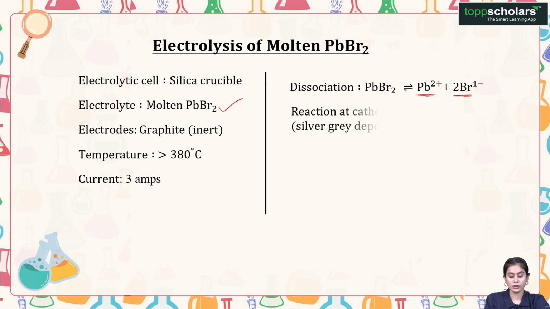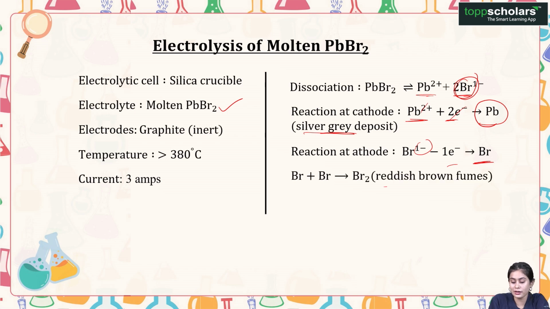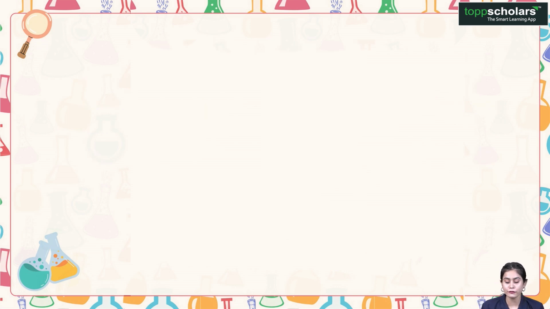Very important. Reaction at cathode. At cathode what happens? Gain of electrons. So Pb2+ will gain 2 electrons and you will get your lead, a silver grey deposit. Next, reaction at the anode, what will happen? Br1- will lose an electron and form bromine, in the form of reddish brown fumes. Br will react with Br and will form your Br2, the molecular bromine. Clear? Which is your reddish brown fumes.